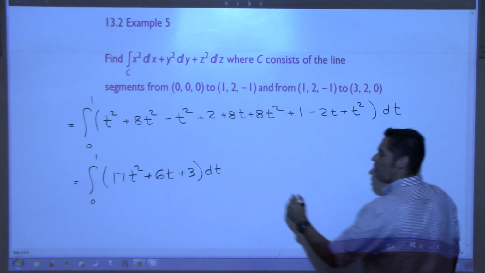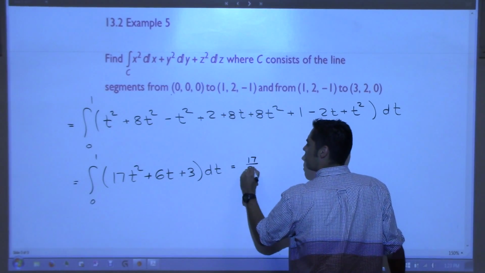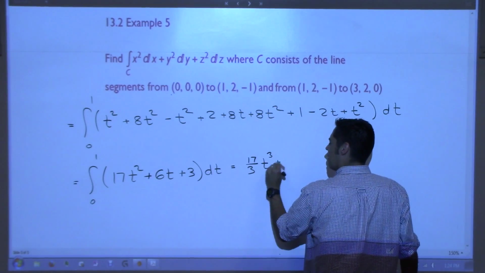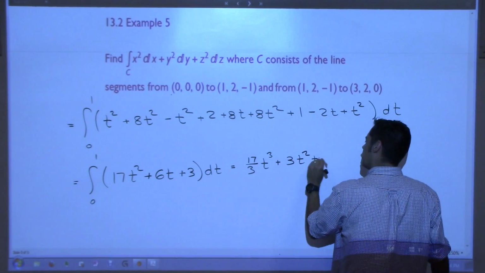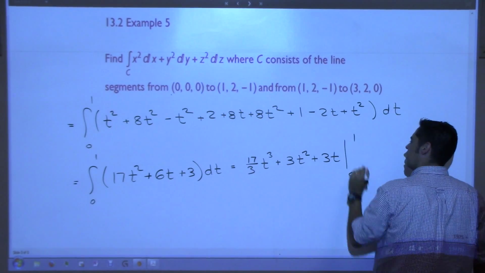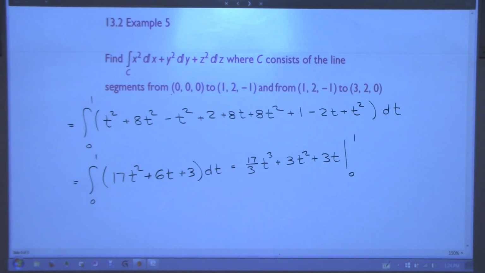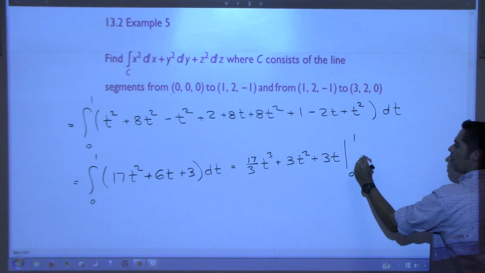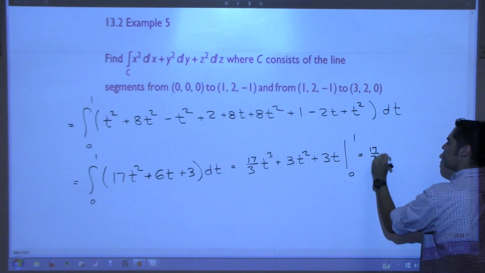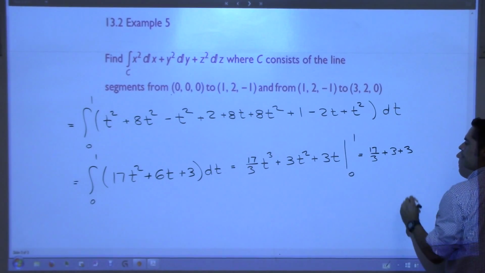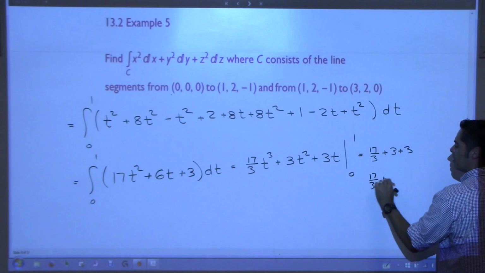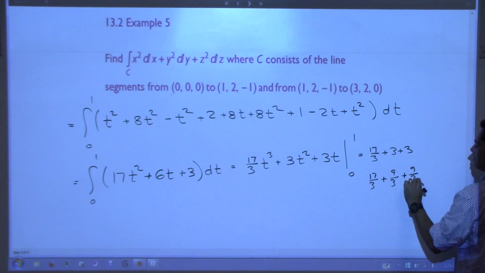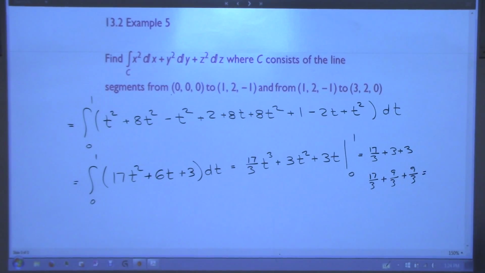And I've come this far. Antiderivative, 17 thirds t cubed plus 3t squared plus 3t, evaluated at those 2 points. When I plug in 0, it goes away, so I'm happy about that. When I plug in 1, I get 17 thirds plus 3 plus 3, which is 17 thirds plus 9 thirds plus 9 thirds. So 35 thirds.